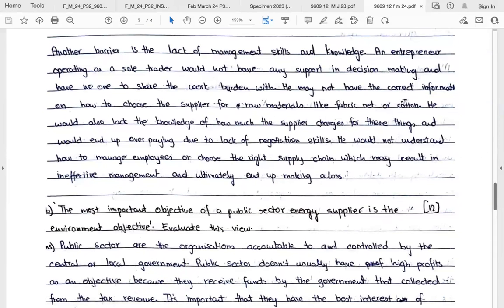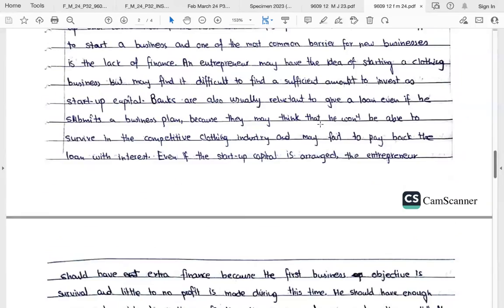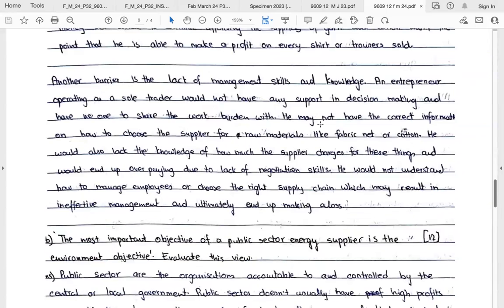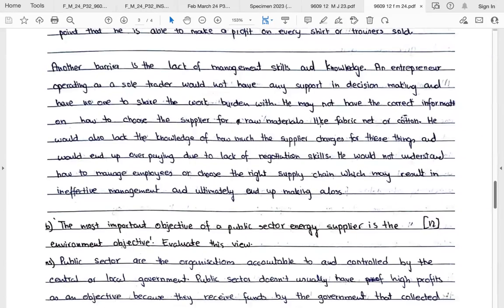Let's see the second thing that the student has written, because the question says analyze two barriers, and what is the second barrier? Another barrier is the lack of management skills and the knowledge. Clearly stated, good. An entrepreneur operating as a sole trader would not have any support in decision making and have no one to share the burden with.